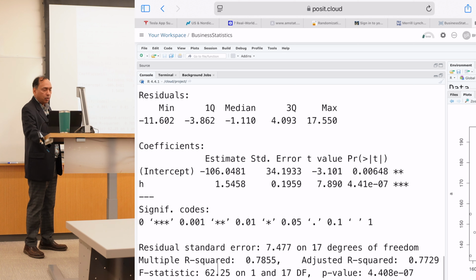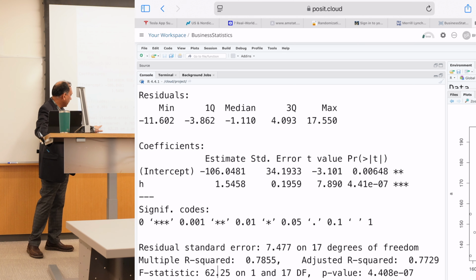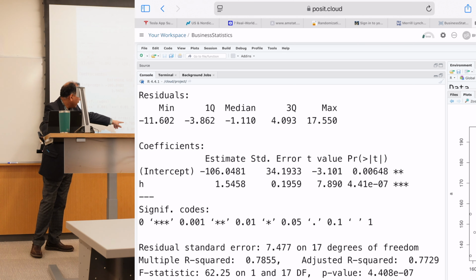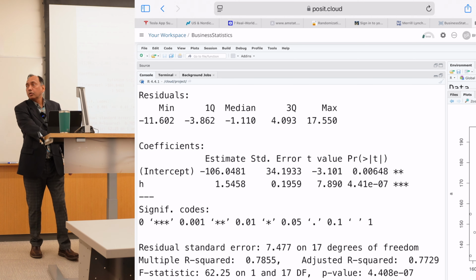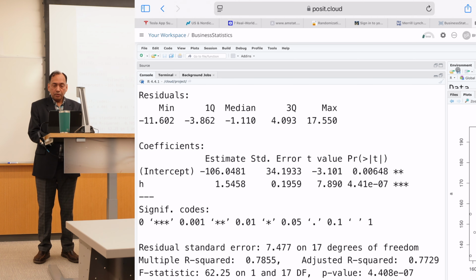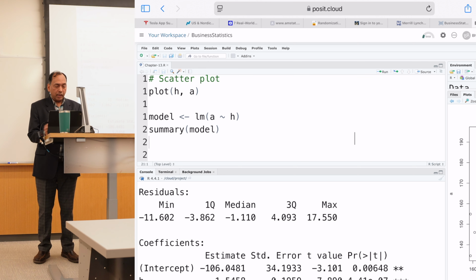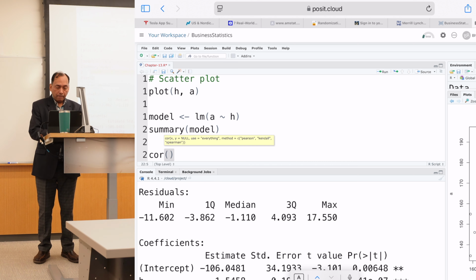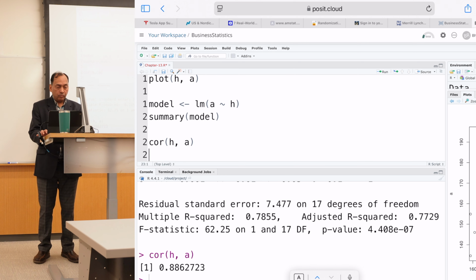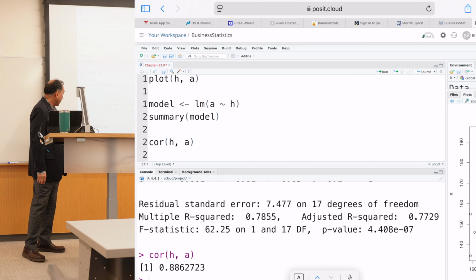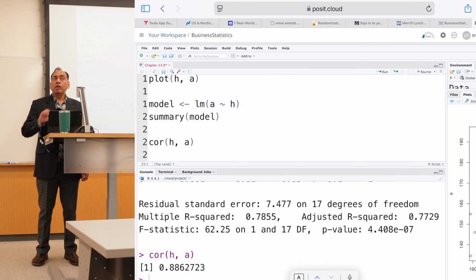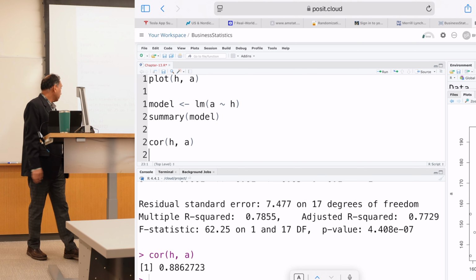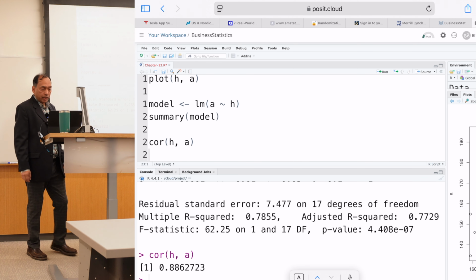You have R square, multiple R square. So R square is 0.7855. So that's the coefficient of determination. Once you have R square, you can take square root of that, or you can use a function COR, correlation between H and A. So that is about 0.886. And because it is a positive relation, that's why it is a positive value.